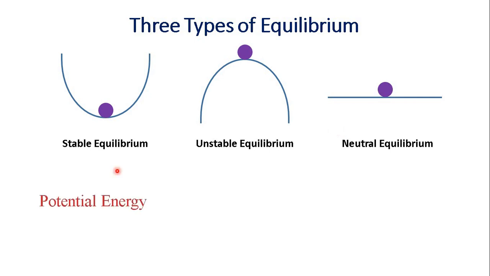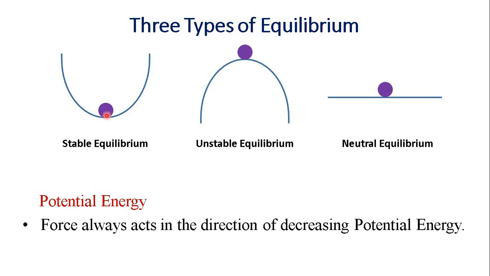Now let us consider the potential energies of the balls. The potential energy that is involved in this system is gravitational potential energy, and gravitational potential energy tends to increase with increase in height or elevation, right? And also the law of nature is that force always acts in the direction of decreasing potential energy, right? So if I try to lift this ball, it will tend to fall down, right? Because it wants its potential energy to be as minimum as possible.